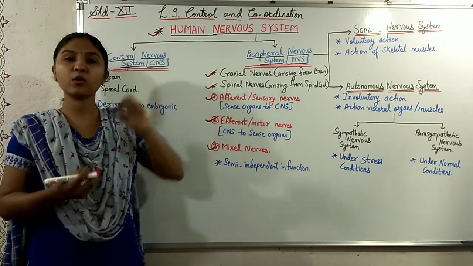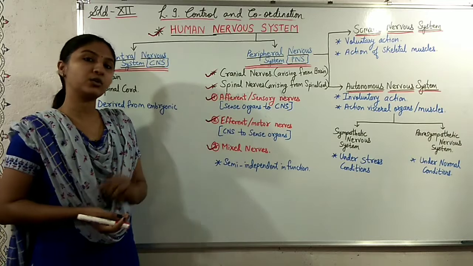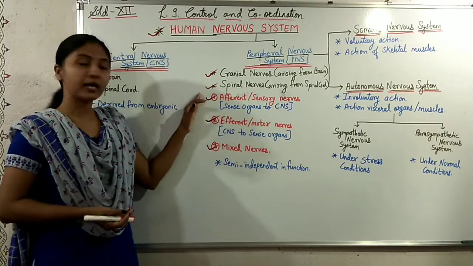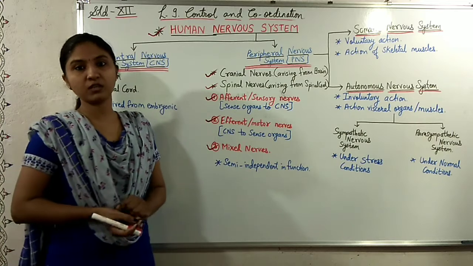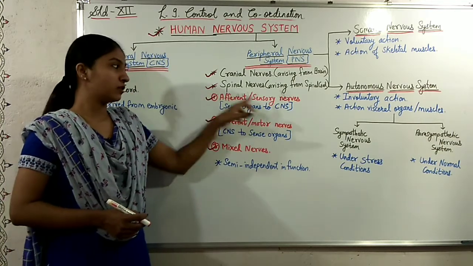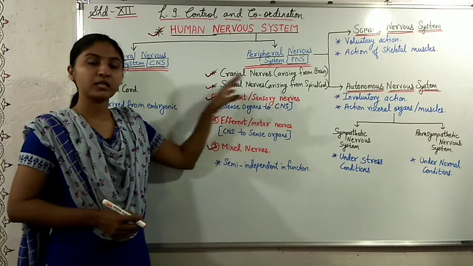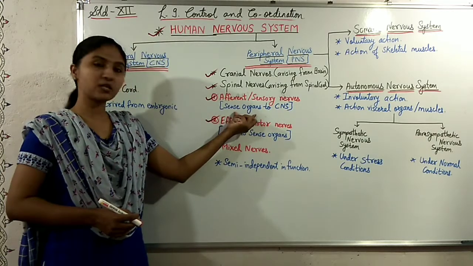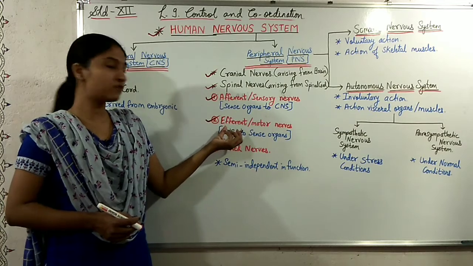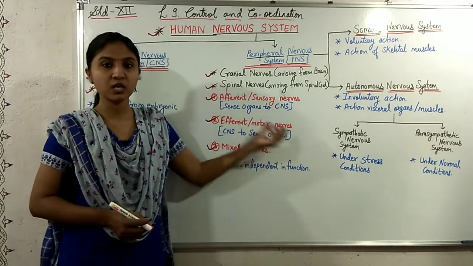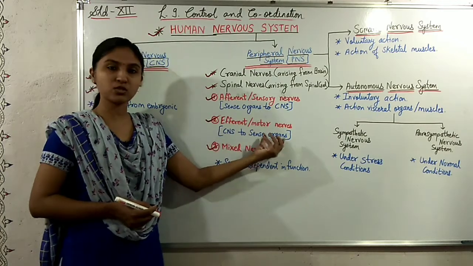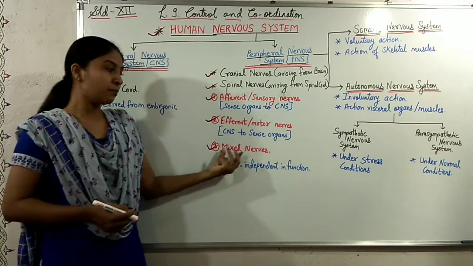On the basis of origin of the nerves, they are divided into two types. First is cranial nerves, second is spinal nerves. And on the basis of their function, the nerves are divided into three types. First is afferent nerves. They are also called sensory nerves. They bring the impulses from the sense organ to the central nervous system. Second is efferent nerves. They are also called motor nerves. These nerves bring the impulses from the central nervous system to the organs. And the third type is mixed nerves.